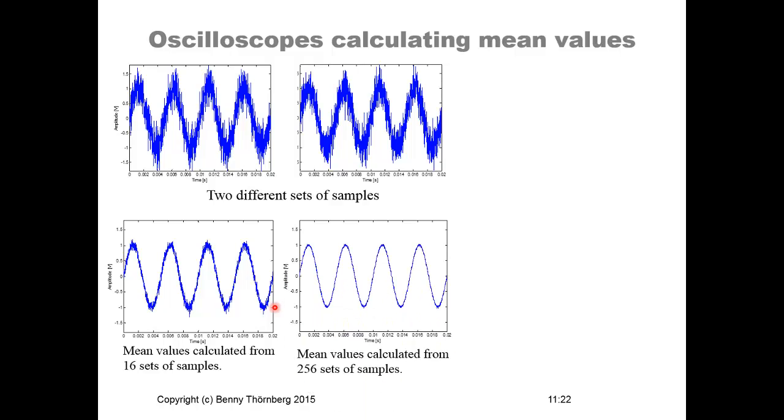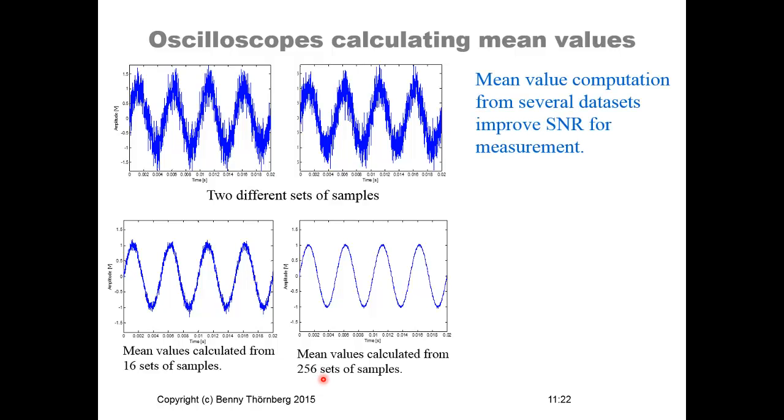And here is another example of using 256 of these data sets. The whole idea is that you have an oscilloscope that can trigger on the same point all the time. Then it is possible, in a short time range, to acquire lots of data samples, or I mean lots of data sets, and in this case 256 sets.